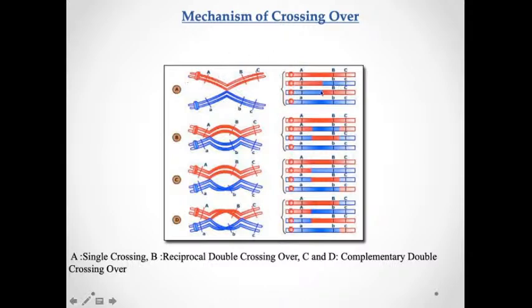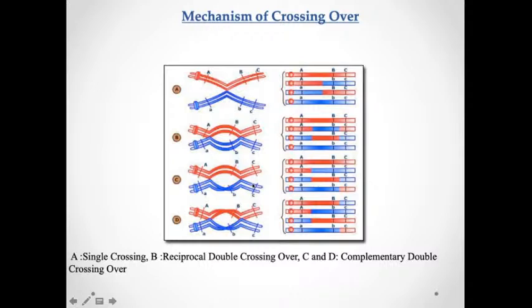Here we can see there's exchange of material between these two chromosomes like this, blue and red. The second one is the reciprocal double crossing over. They crossed each other, but they have a reciprocal cross. So you have red, blue, red, blue, red, blue, like this. Three different parts have been exchanged: A, B, C. In the earlier case, it was just A that was exchanged and B, C was exchanged.